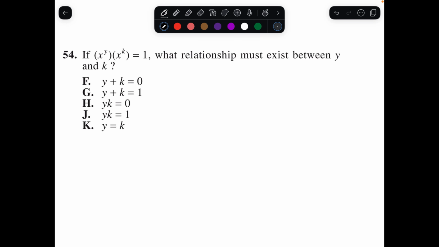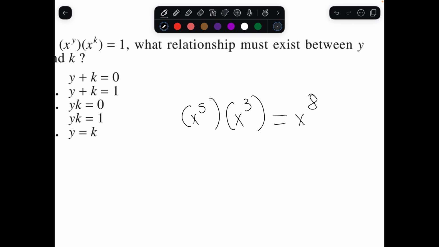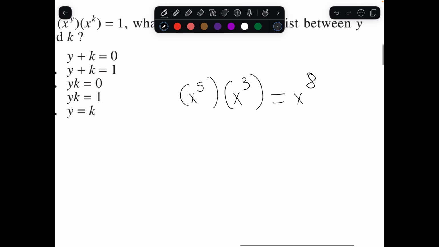On to question 54, which says, if x raised to the power of y times x raised to the power of k equals 1, what relationship must exist between y and k? Well, for this problem, you need to know the product rule of exponents, which says if, suppose you have x raised to the power of 5 times x raised to the power of 3, this is going to equal x raised to the power of 8. When you're multiplying terms with the same base, you add their exponents together. So you're doing x raised to the power of 5 plus 3 equals x raised to the power of 8.